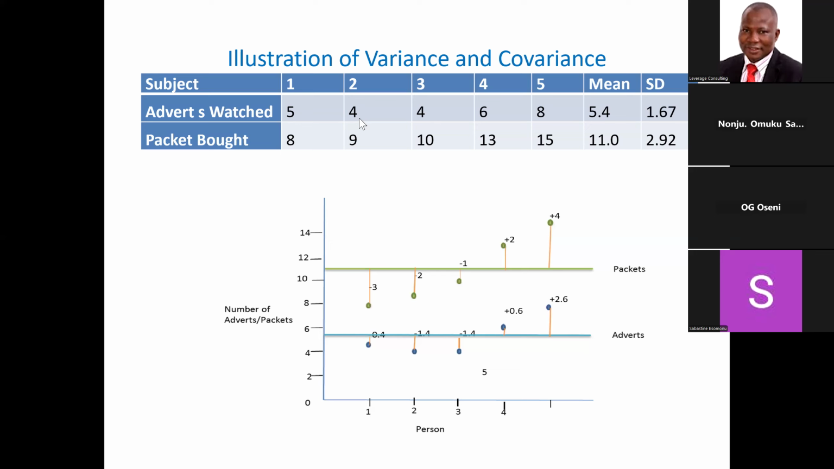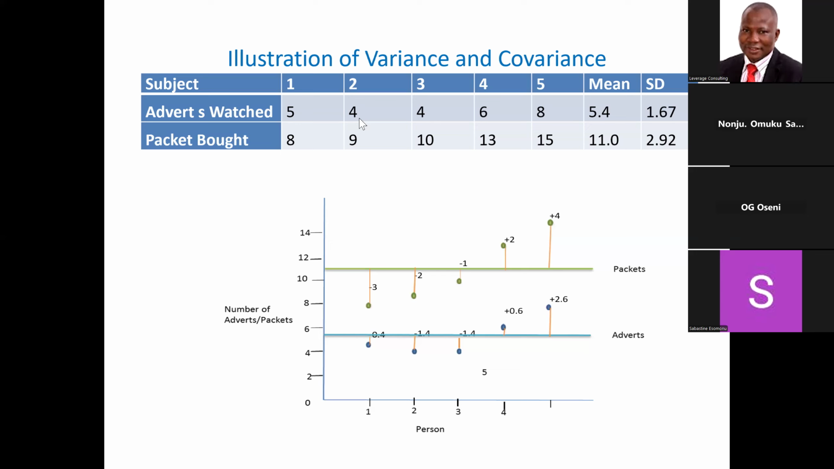If you look at the number of packets bought, the mean is 11. Can you see? That's why you see that lemon green line. The mean of packets bought is 11. That's why it's between 10 and 12.